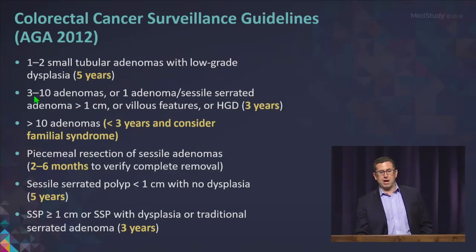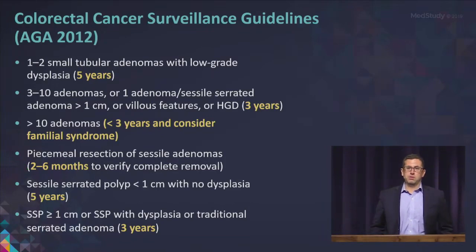If you have 3 or more adenomas, or 1 adenoma or sessile adenoma that's greater than 1 centimeter, or there's villous features, or there's high-grade dysplasia, it's 3 years. If you have greater than 10 adenomas on a single exam, you're starting to be worried that the patient may have a polyposis syndrome, so you're probably going to scope that patient earlier than 3 years. If a polyp is taken out piecemeal, meaning in chunks, it has a high risk of regrowth, so you're going to want to scope that patient again in 2 to 6 months.